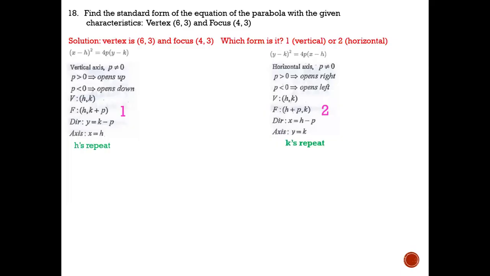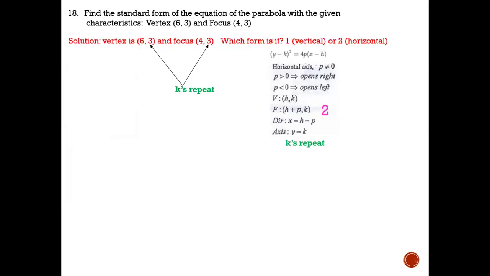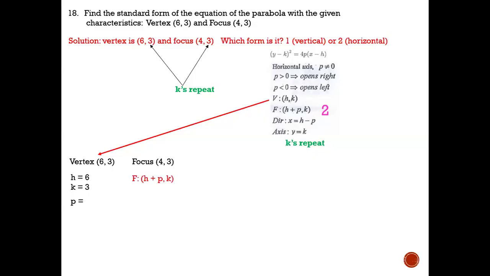Again, for the vertical, the H's repeat; for the horizontal, the K's repeat. So here we have that the K's repeat, right? So what we're looking at is a horizontal axis equation. So it's the one on the right. So our vertex is (6, 3), and these refer to our H and K. Having our H and K, and given that our focus is (4, 3), this is the value that came from H plus P. Again, the K's stay constant. So solving for P, we get P is equal to -2.